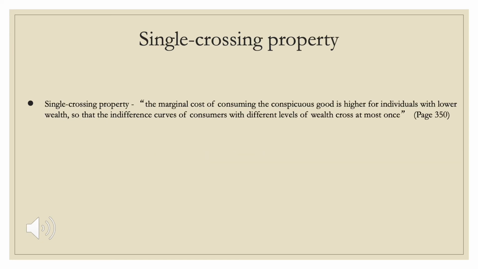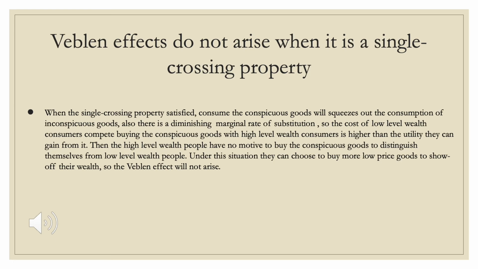Now I'm going to talk about the property called the single crossing property. The single crossing property means the marginal cost of consuming conspicuous goods is higher for individuals with lower wealth, so that the indifference curves of consumers with different levels of wealth cross at most once.